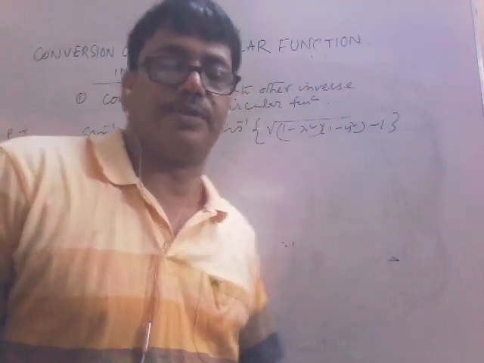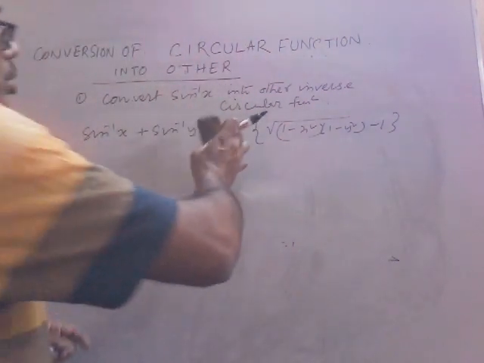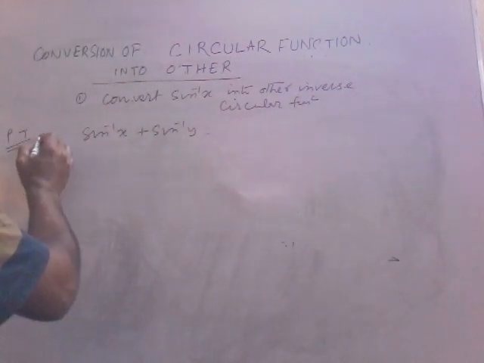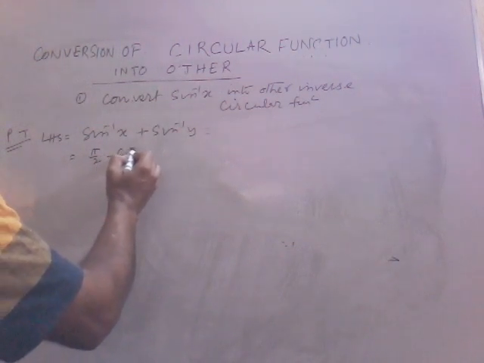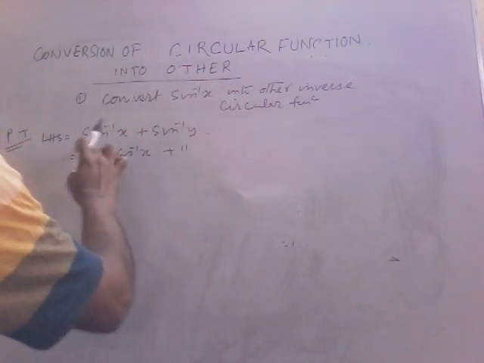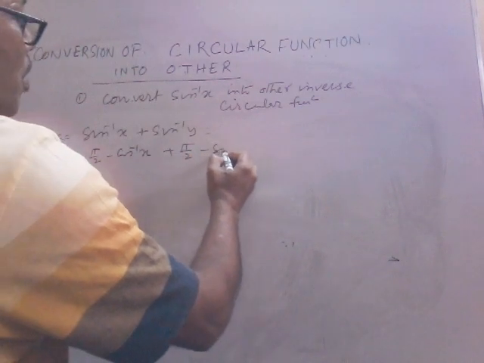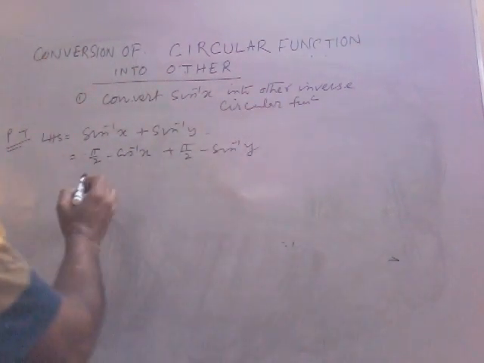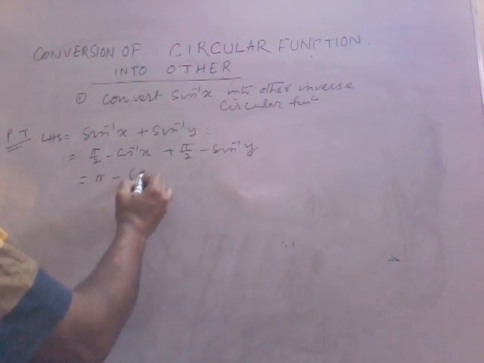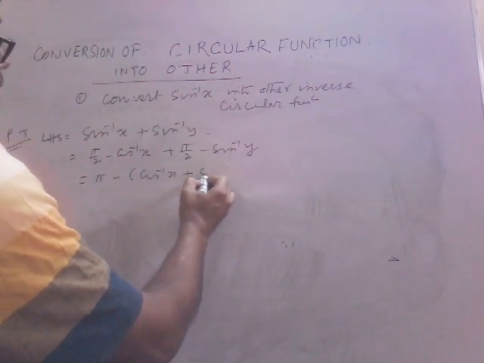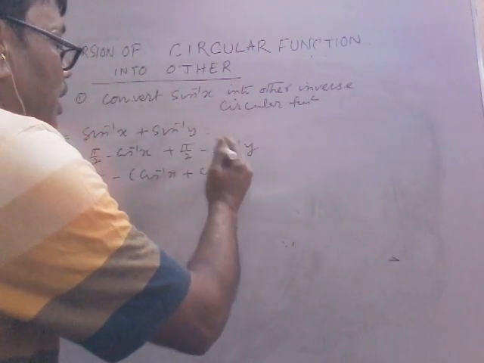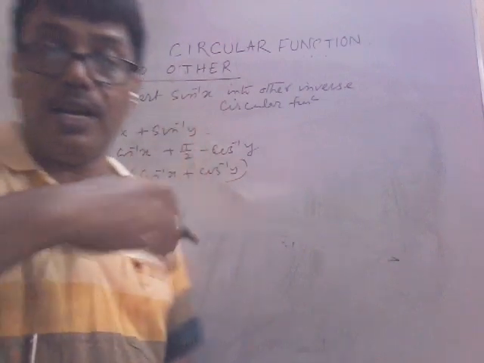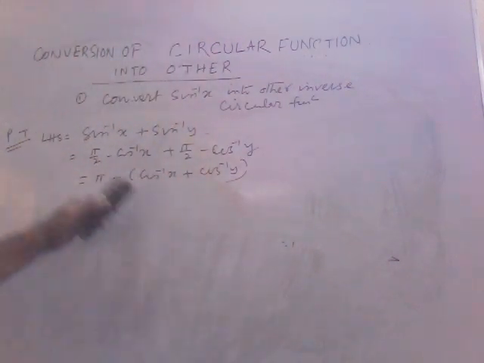This is one method. Another one: this is the LHS. What is the expression of sin inverse in terms of cos? Pi by 2 minus cos inverse x, pi by 2 minus cos inverse y. So pi minus cos inverse x minus cos inverse y. So look, this is our main aim. The final result is in terms of cos inverse, so you express it in terms of cos inverse.